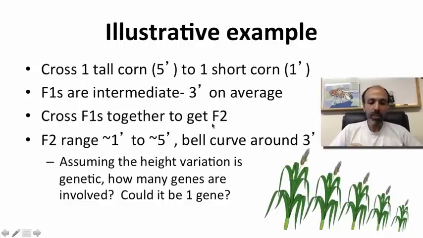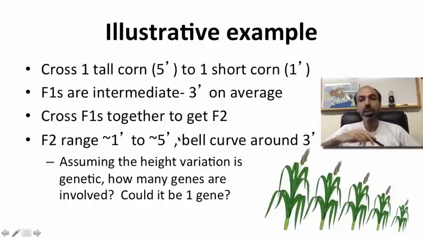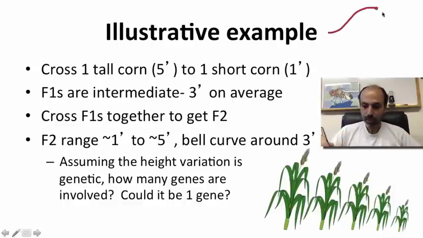Now we cross the F1s together to get an F2, and F2 is just a cross from F1 as the offspring from a pair of F1s. And let's say the F2s show this range from 1 foot to 5 feet, so they recapitulate the range seen in the parents. So we get something like a bell curve around 3 feet, something like this. Here's 1 foot, here's 5 feet. We get a lot of 3 feet ones, some 4 feet ones, some 2 feet ones.